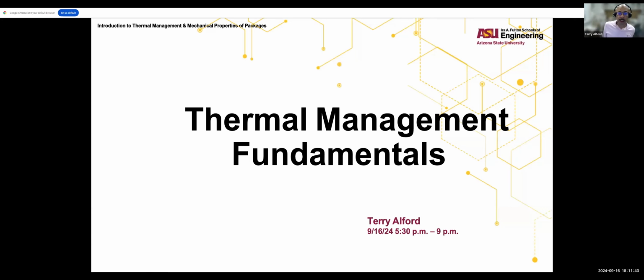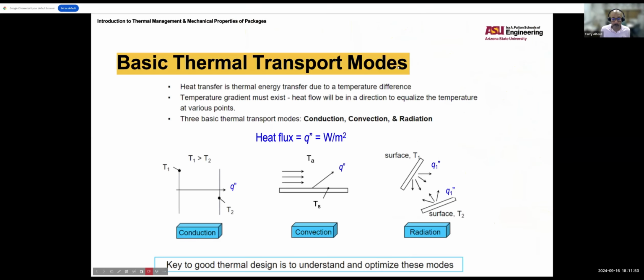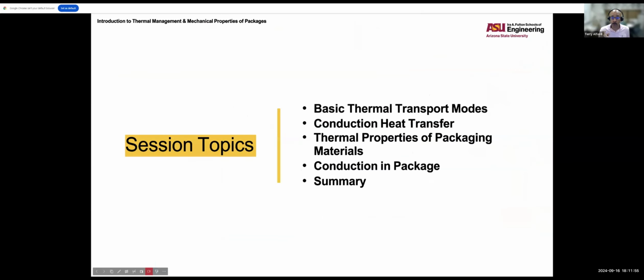Okay, so now we're talking about some fundamentals associated with thermal management. So initially, we're going to talk about the basic concepts of thermal transport. Okay? And then we'll talk a little bit about conduction and talk about thermal properties of packaging materials and conduction in the package.